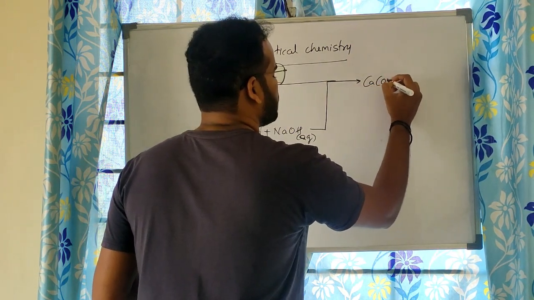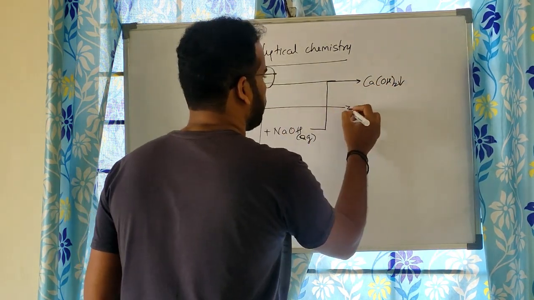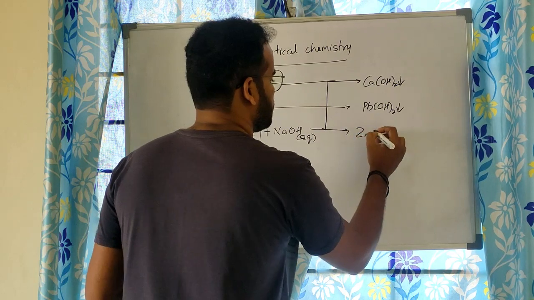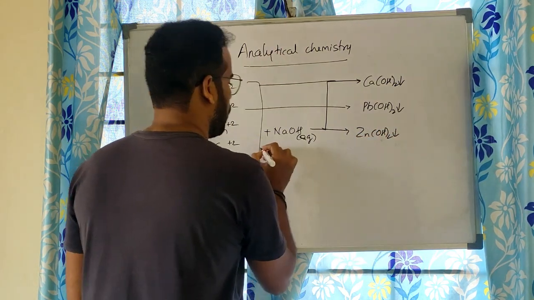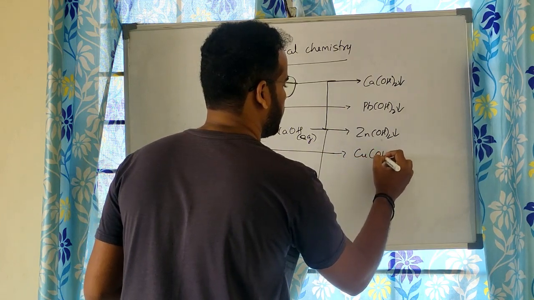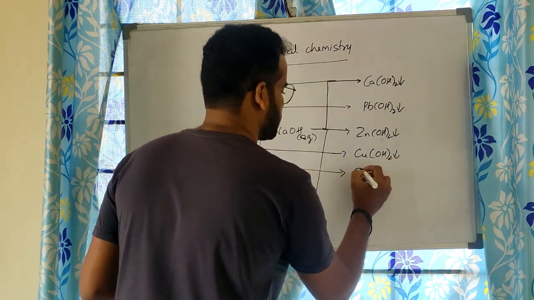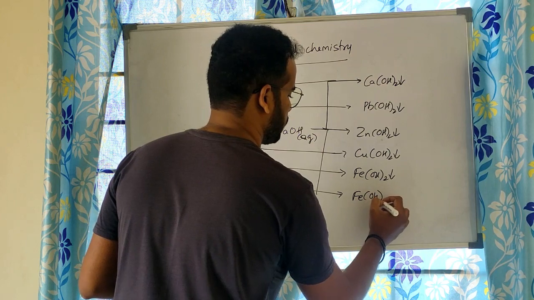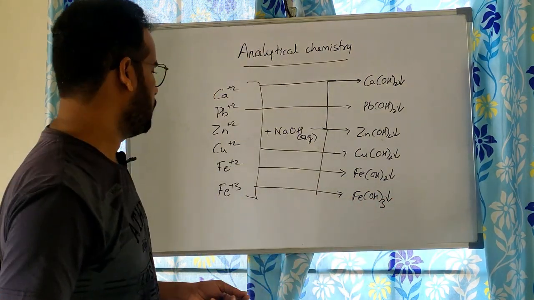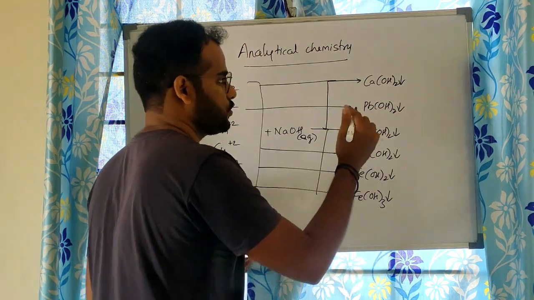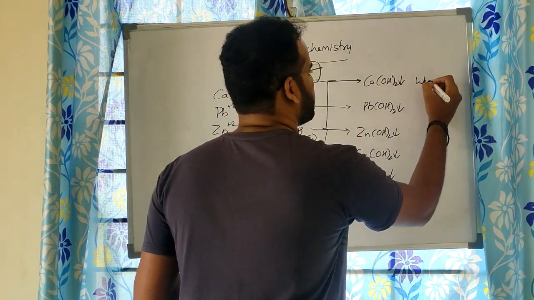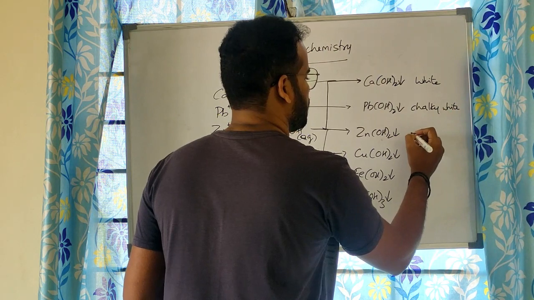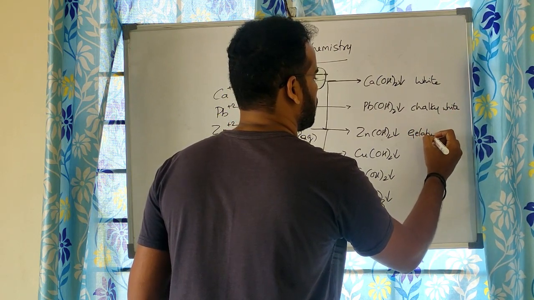Calcium formed calcium hydroxide precipitate. Lead formed lead hydroxide. So hydroxide is common everywhere. Zinc hydroxide. Copper hydroxide. Ferrous hydroxide. Ferric hydroxide, OH thrice. Okay, so then we heard that in the story these all three were white. So this is white. To be specific, lead is chalky white. Zinc is gelatinous white.